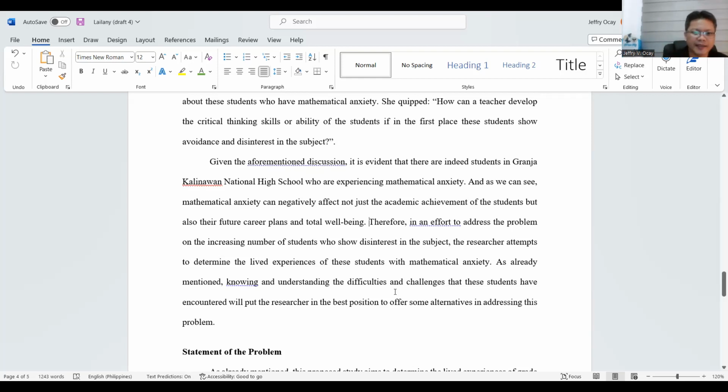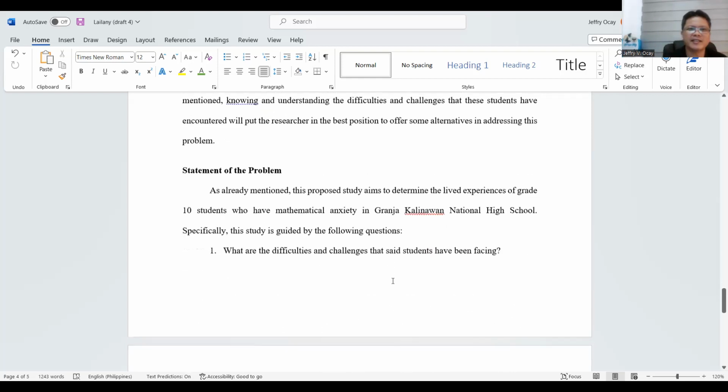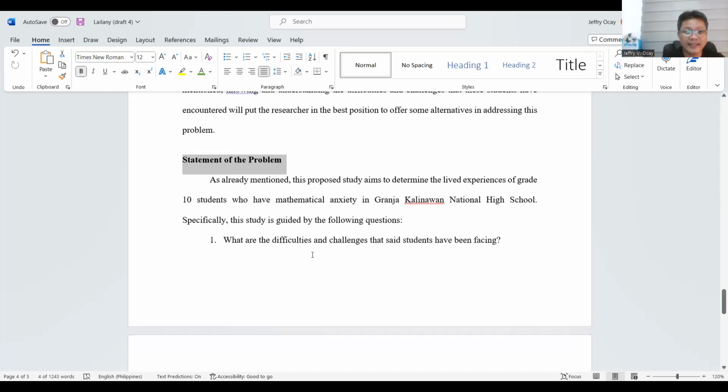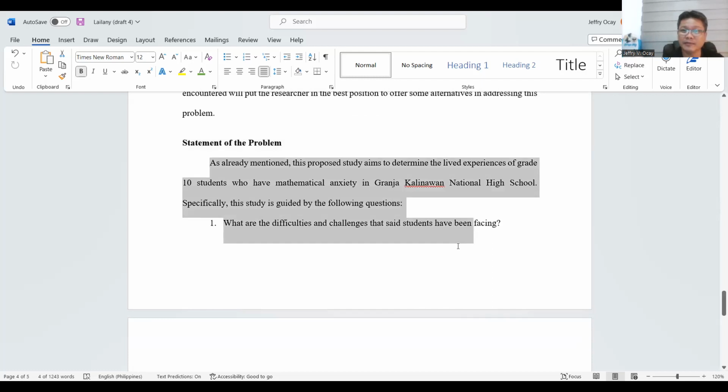And then after that, we have this bad habit, bad practice in the country. I observe this in many universities in the Philippines, that after the background of the study, we have the section on statement of the problem. I will produce another video lecture on how to formulate the statement of the problem, because ideally, this is not the statement of the problem.